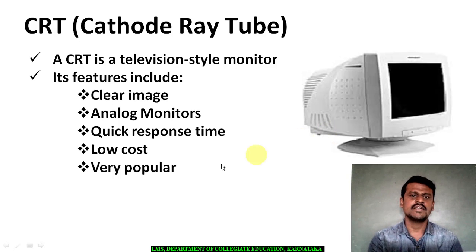A CRT monitor is a television monitor, and these monitors are measured diagonally, like this or like this. These cathode ray tubes or any CRT monitors or any monitors are measured like this.